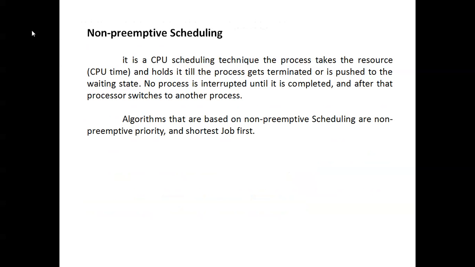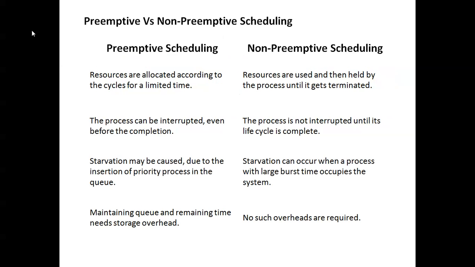So non-preemptive scheduling is a CPU scheduling technique where the CPU time is held by the process till the process gets terminated or pushed to the waiting state. No process is interrupted until it is completed. So this is called non-preemptive scheduling. After that the CPU switches to another process. The algorithms based on non-preemptive scheduling are non-preemptive priority and shortest job first. So this is the main difference.